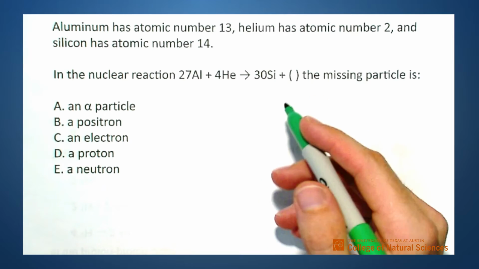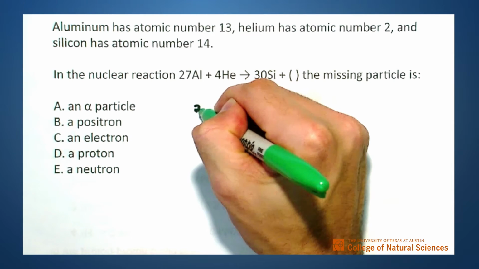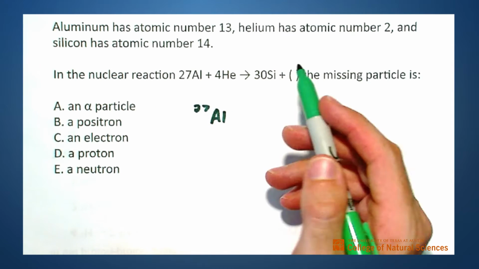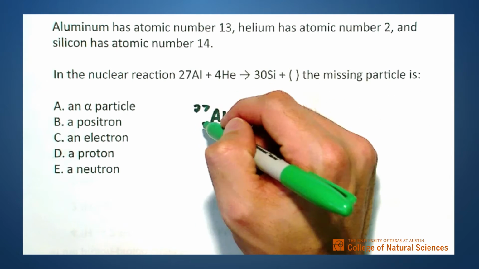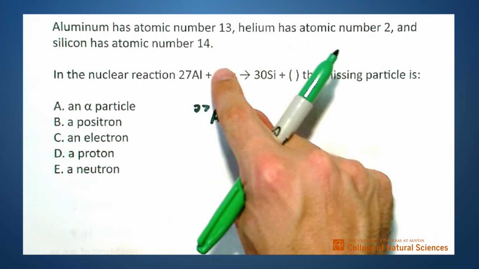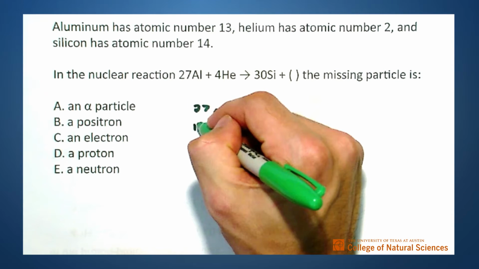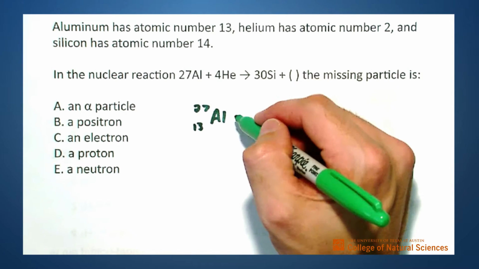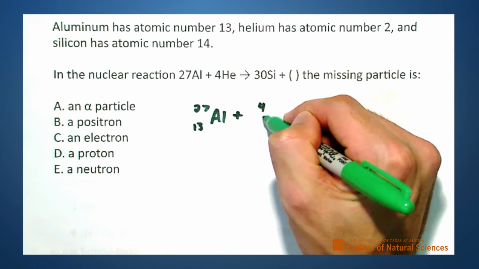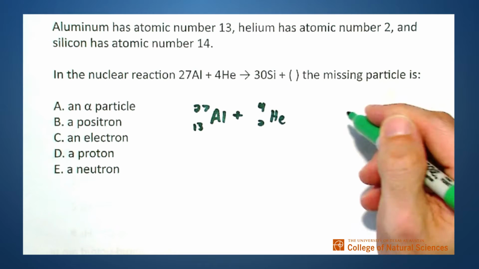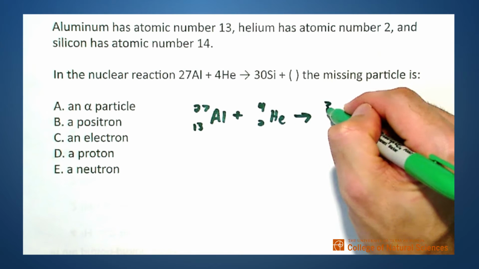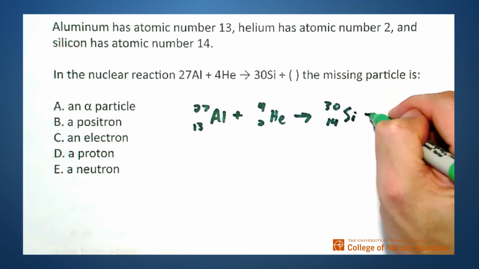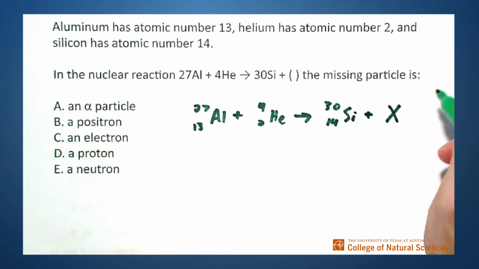Well, let's write this in a different form. So I know I have 27 aluminum. So 27 refers to the number of protons and neutrons. And remember that aluminum has 13 protons. So I could actually subtract these two numbers to figure out how many neutrons we have. Similarly, 4 helium is going to yield 30 14 silicon plus something else.